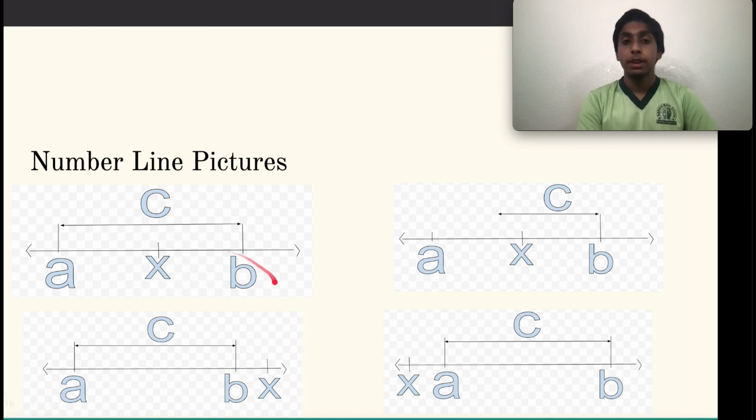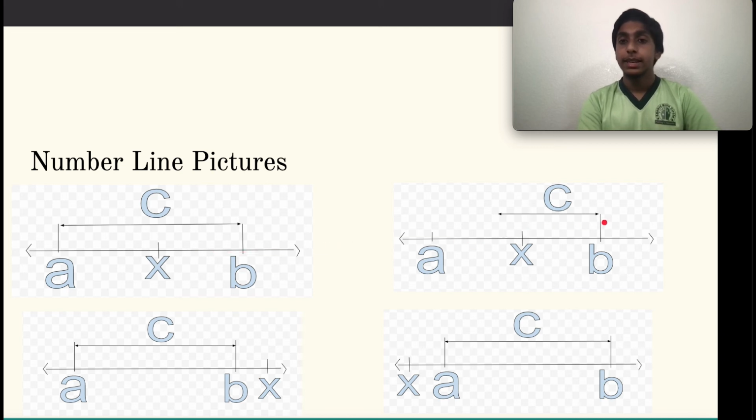When the distance between A and B is C, the distance between X and B and the distance between X and A, when you add them together, you get C. So this equation has infinitely many solutions. Wherever I move X on the number line in between A and B, I will get infinitely many solutions.